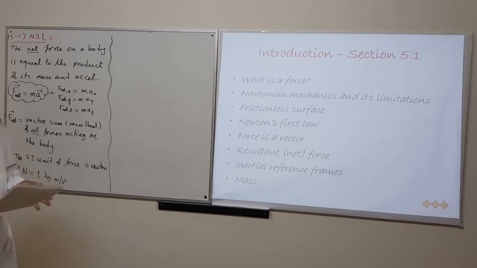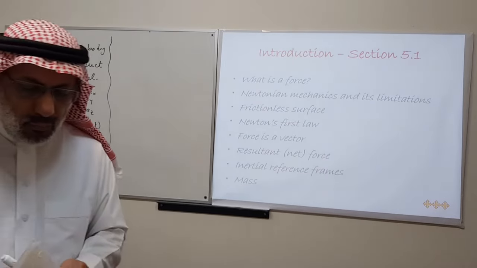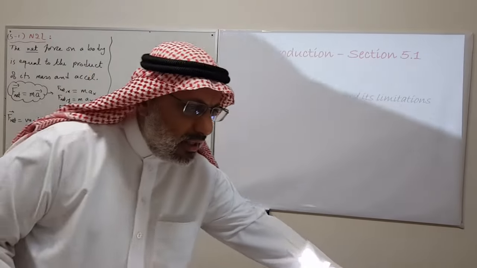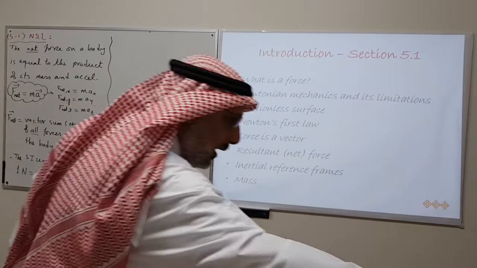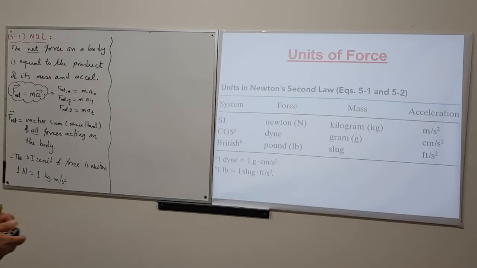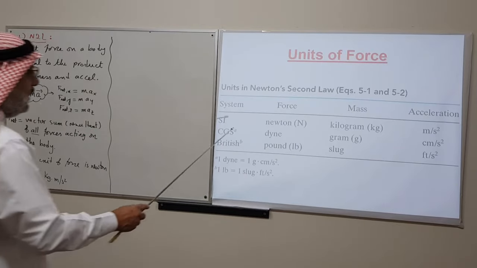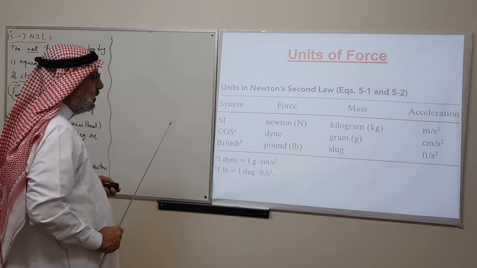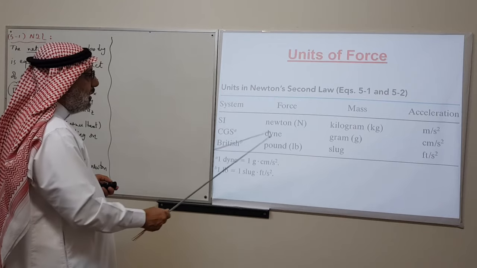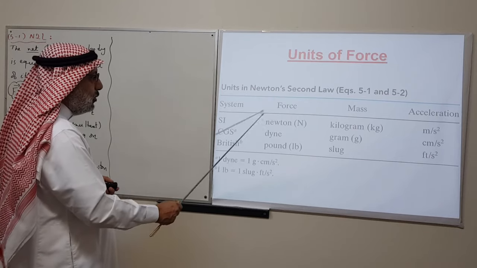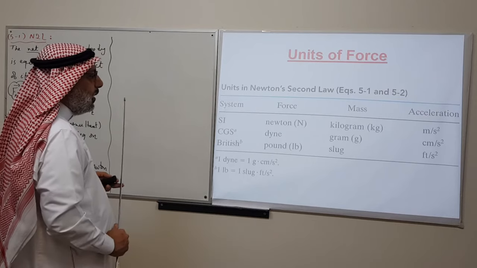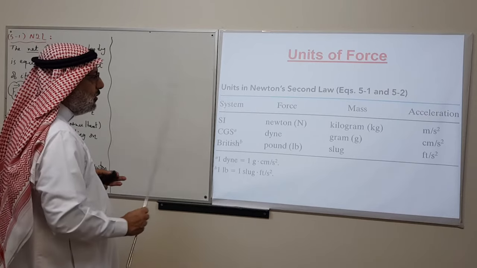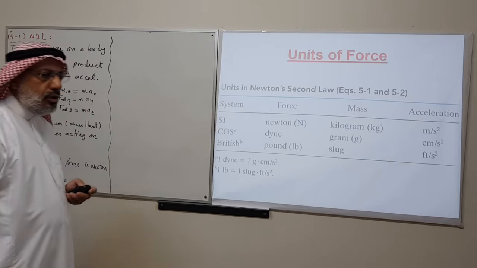Of course, there are other units of force that are used in other systems other than the SI system. And here are some of them. This is the SI unit of the force. It is the Newton. In the CGS system, another unit used is called the dyne. In the British system, it is the pound. Okay, so these are different units used to measure the force.